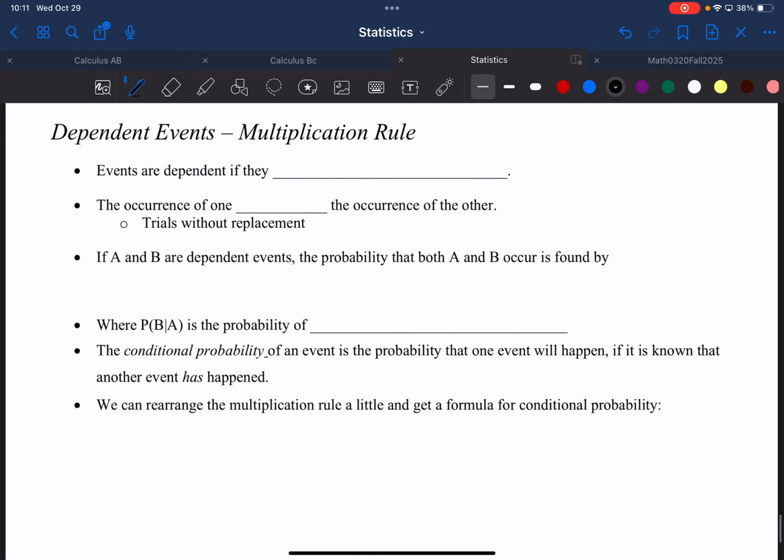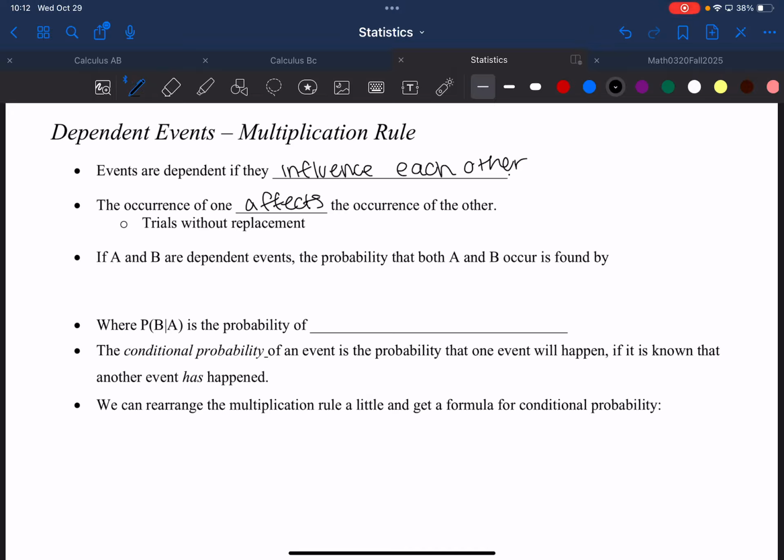Now we have dependent events. Events are dependent if they... any ideas? What words did we use in the top? They'll influence each other. The occurrence of one affects the occurrence of the other. One example of that would be trials without replacement.